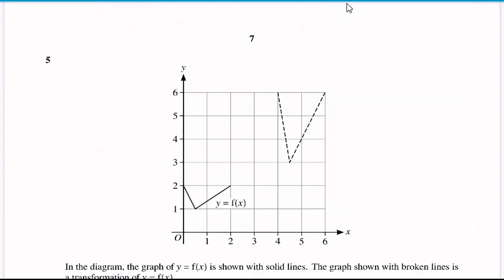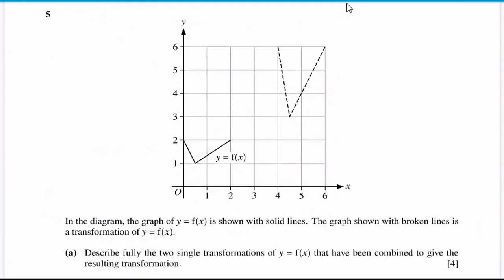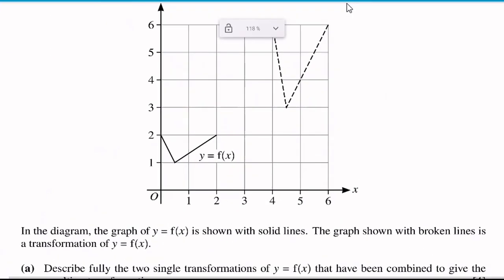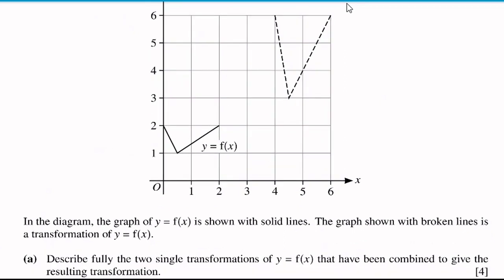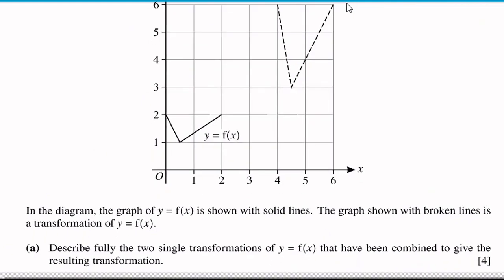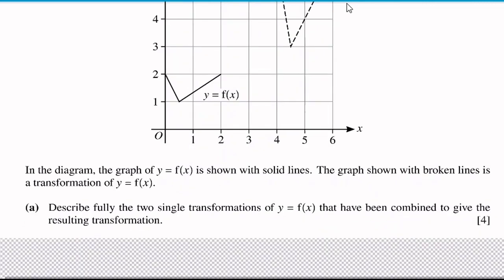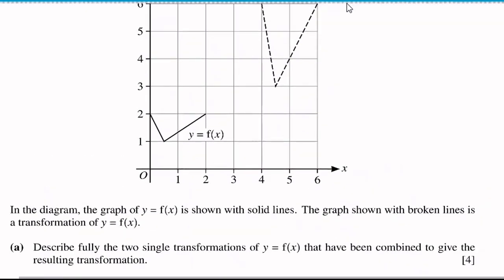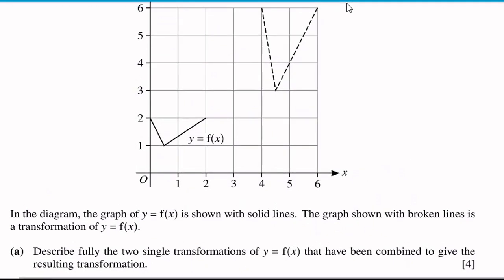Okay, let's look at this. f(x) is a solid line, and then the broken line there is the thing that we have transformed. Okay, so describe fully 2 single transformations of f(x) that have been combined to give the resulting transformation. So it's a 4 mark question there. It depends on our strategy here, how we want to do that here.